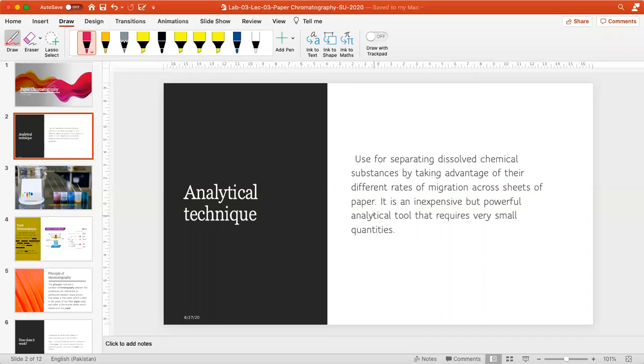ठीक है, उसका जो migration speed है, यानी कि traveling speed है, वो different है. So that's the principle which we use for identifying the different components in the mixture. It's a very powerful analytical tool. और सबसे जो important aspect है paper chromatography का, or I can say on the broad spectrum, that chromatographic separating technique is useful because this analytical tool requires a very small quantity of the sample. So this is very important.